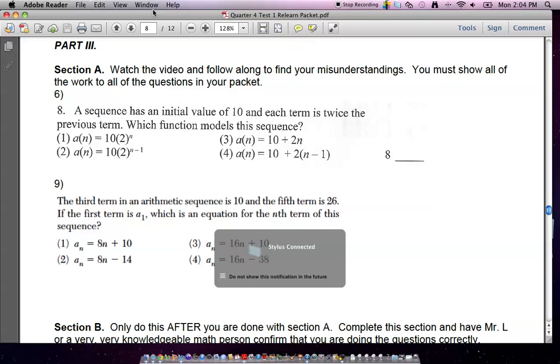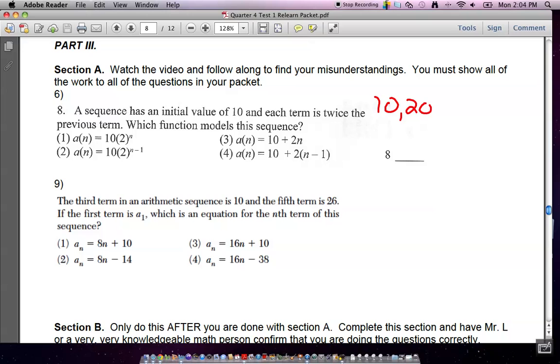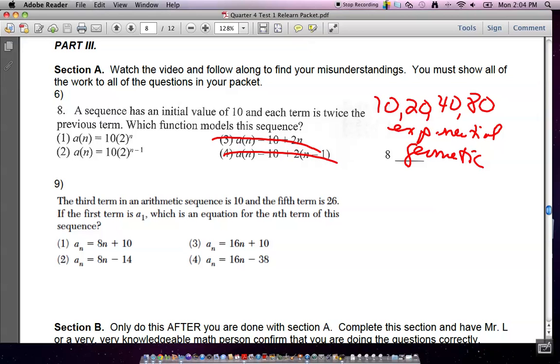All right, so a sequence has an initial value of 10 and each term is twice the previous term. Which function models this sequence? So if I have an initial value of 10 and then each term is twice the previous term, I'm going to go 10, 20, 40, 80, and clearly that is exponential, and it's also a geometric sequence. It's an exponential function and it's a geometric sequence. So neither of those is it. So now the question is, is it choice number 1? Is it choice number 2?